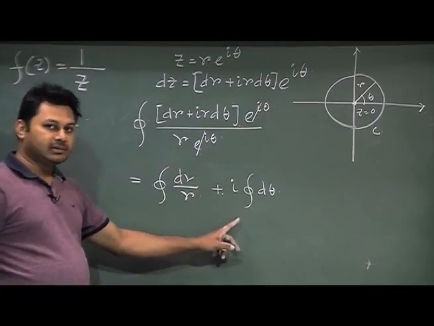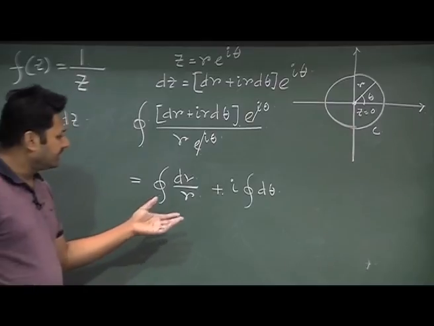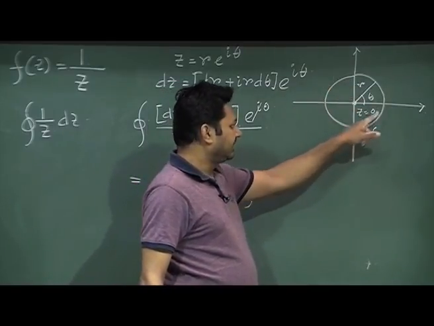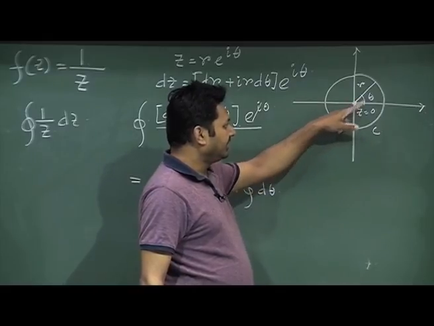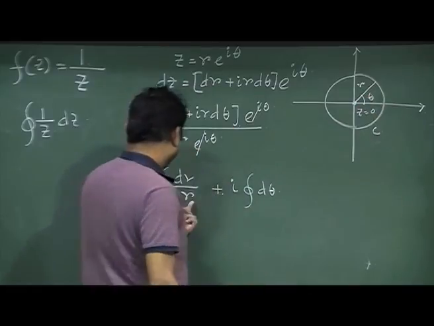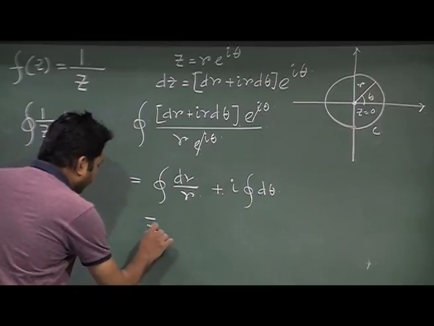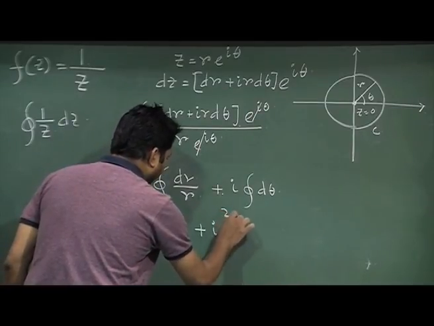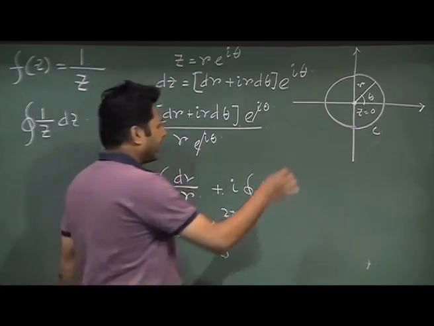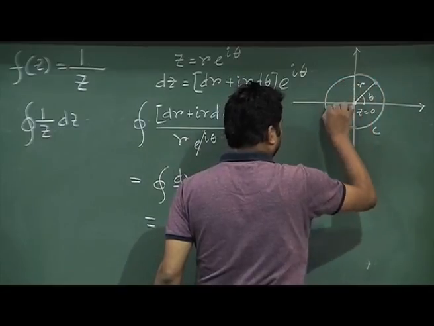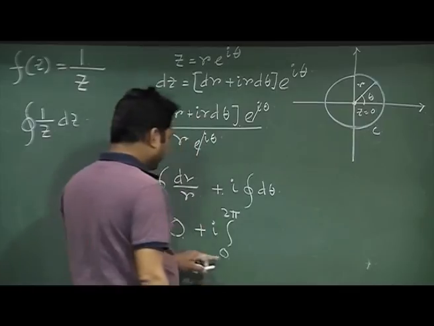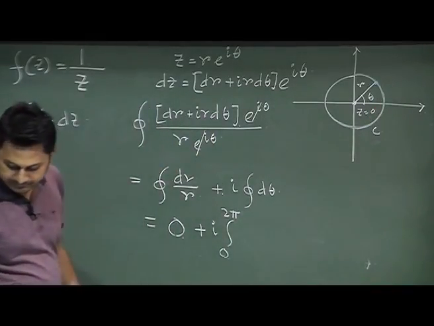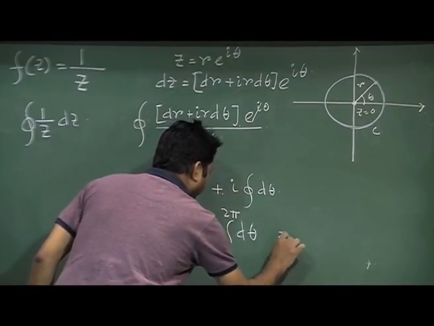Now here is the interesting thing. The calculation is exactly the same as we did in the previous problem, but here we have something extra. The extra thing is that theta is now rotating like this, enclosing the point z equal to 0. That means initial theta and final theta may not be the same. Here initial r and final r will be the same, so I will have 0 for this, but d theta will go from 0 to 2 pi because it is rotating through 2 pi. I start here and it rotates like this and comes back to this point. So my range of theta is 0 to 2 pi. So eventually I will have 2 pi i.